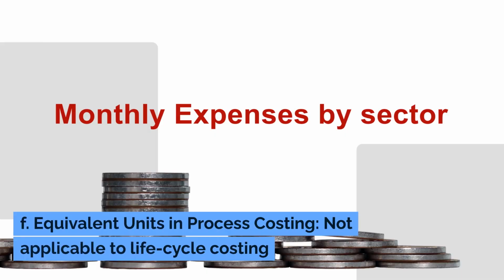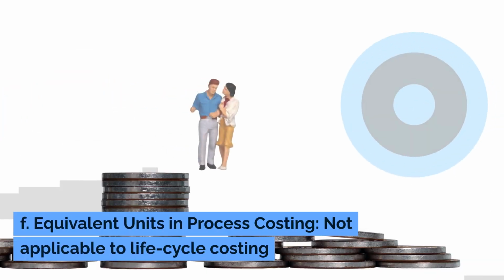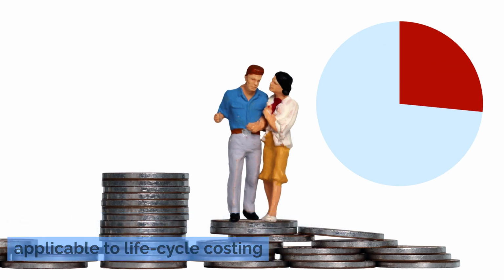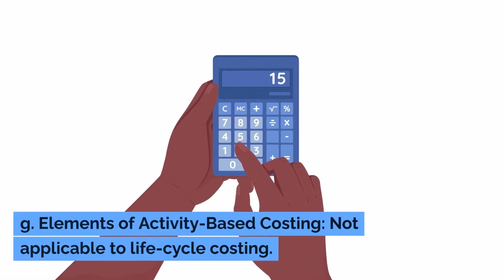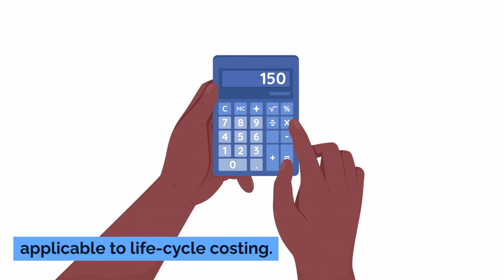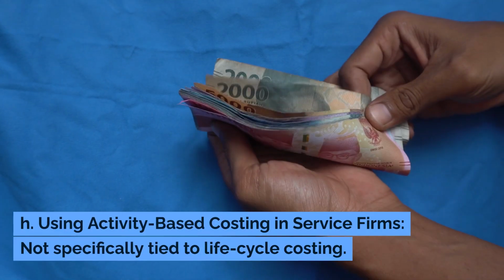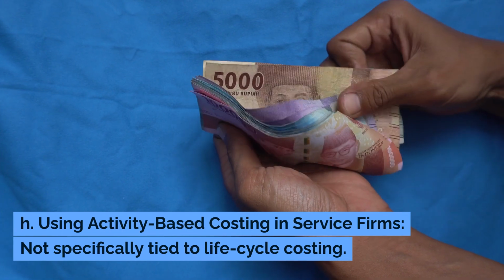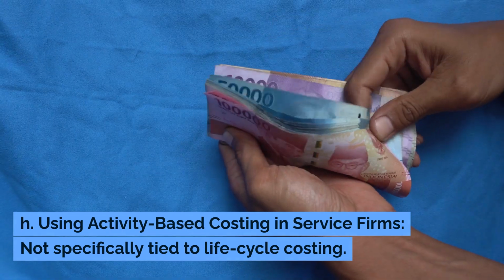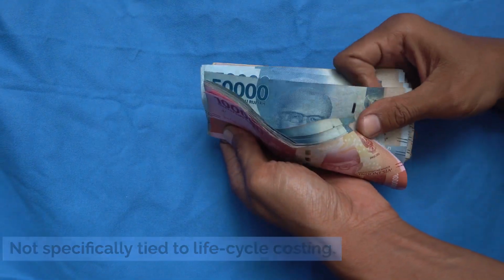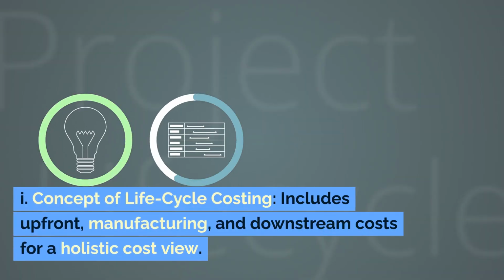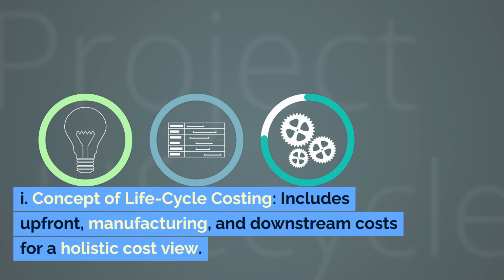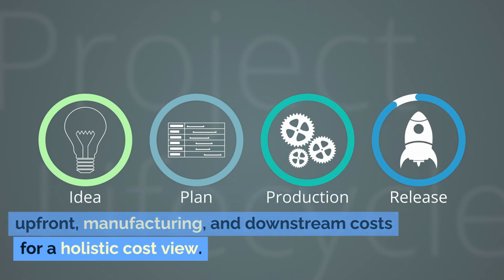F. Equivalent units in process costing, not applicable to life cycle costing. G. Elements of activity-based costing, not applicable to life cycle costing. H. Using activity-based costing in service firms, not specifically tied to life cycle costing. I. Concept of life cycle costing includes upfront, manufacturing, and downstream costs for a holistic cost view.